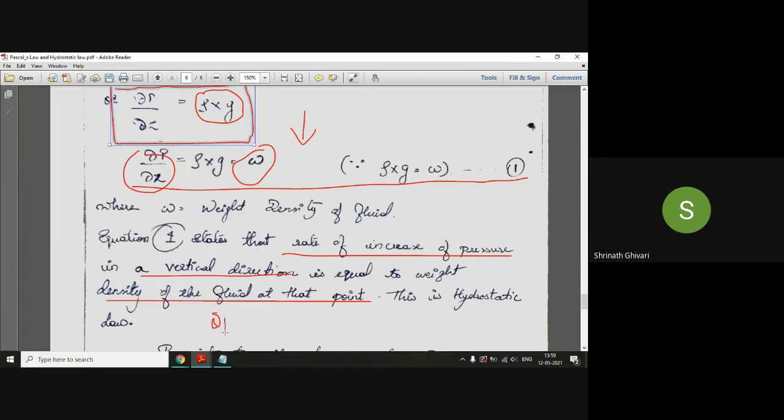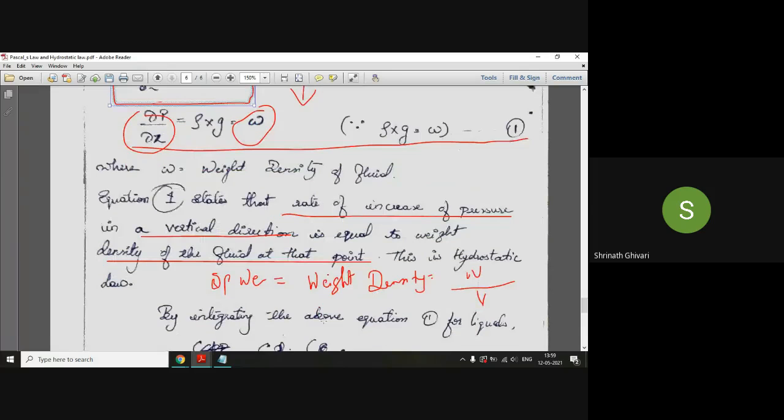I've told you that specific weight is also known as weight density. Can anyone tell me why? As we call mass density mass by volume, specific weight or weight density is weight by volume. So there are two names. Remember this. In exams they may ask you to define weight density, so you should be able to explain it.